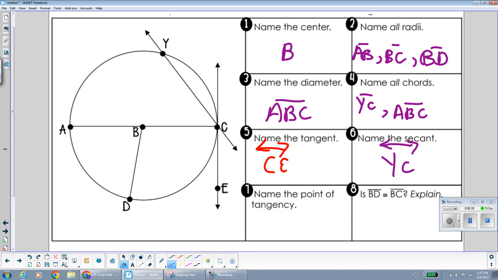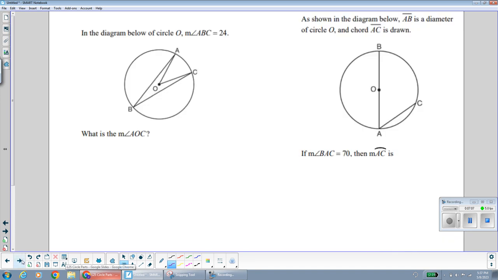Let's name the point of tangency. So the tangent to the circle intersects the circle at point C. And then it's asking, is BD congruent to BC? The answer is yes. They're both radii of the circle, and all radii of a circle are congruent. Moving along. Let's take a look at this example over here.